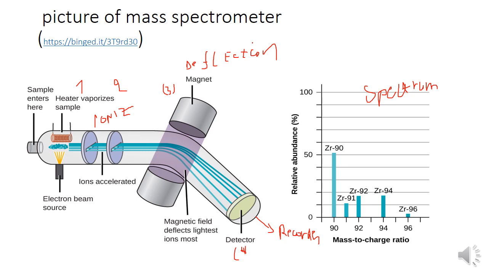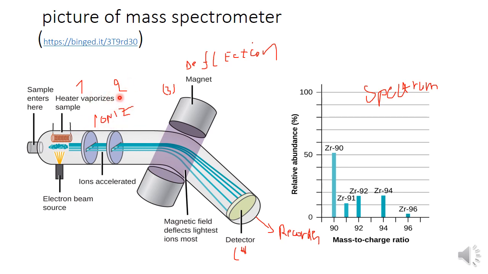First of all, we take the sample and enter it here. Then the sample moves into this chamber. The first chamber is called the vaporization chamber. Here the sample will be heated by using this electron beam source. Then the sample moves into the second chamber, called the ionization chamber. Here in the ionization chamber, the sample will get a positive charge, which means the mass spectrometer works with positive charge only.